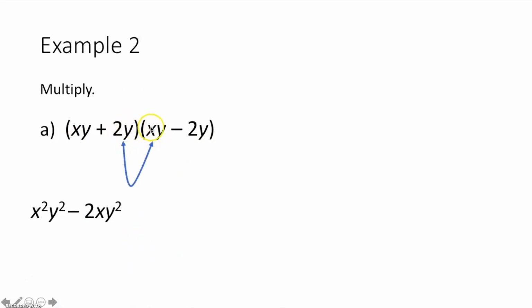You're going to multiply the y and the y, so y to the first times y to the first becomes y to the second, so you get positive 2xy to the second. Then you multiply the last terms together, so 2y times negative 2y is going to be negative 4y squared.